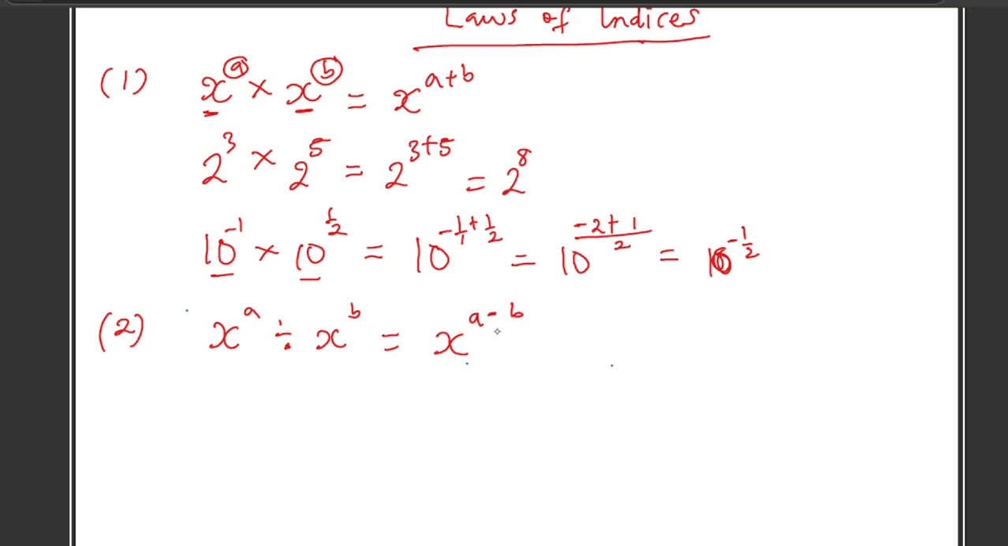For multiplication, we have the indices a plus b. For division, you subtract them, a minus b. A numerical example is 5 raised to power 7 divided by 5 raised to power 2. You can see the condition is met. They have the same base, 5. So it becomes 5 raised to power 7 minus 2, and that's 5 raised to power 5.